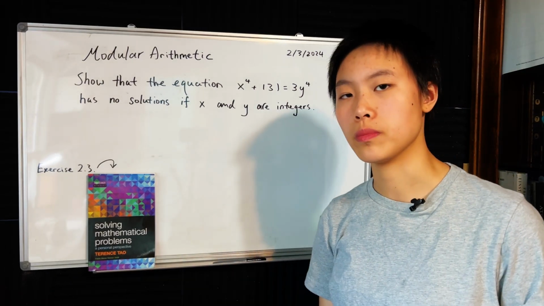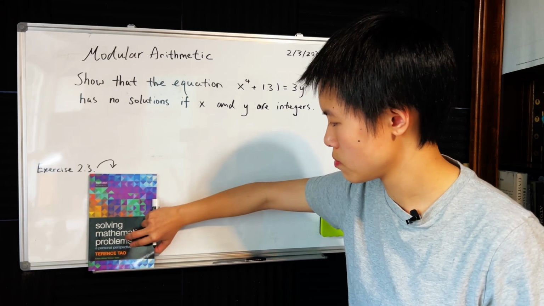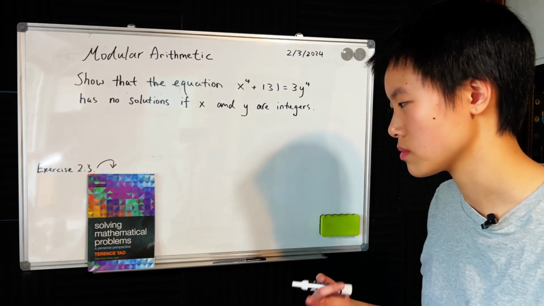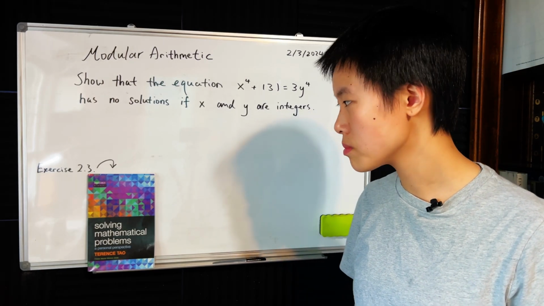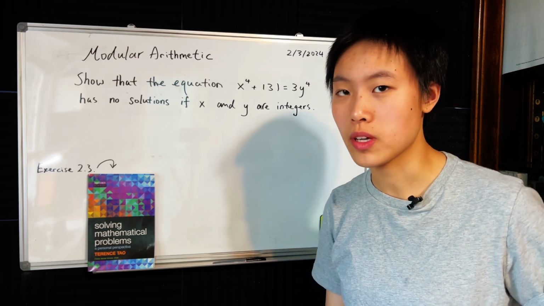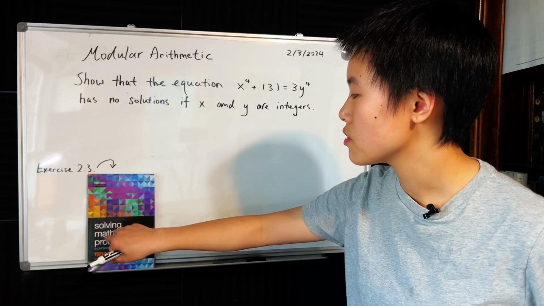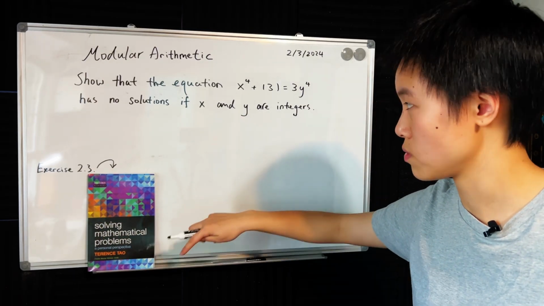So this is our first problem. I got this problem from Solving Mathematical Problems by Terence Tao. I think he wrote this in high school, and it's a compilation of math competition problems. And even though I don't attend any math competitions, I still find this enjoyable, so I highly recommend the book. And this problem is exercise 2.3 in the book, and it doesn't have a solution in the book, by the way.